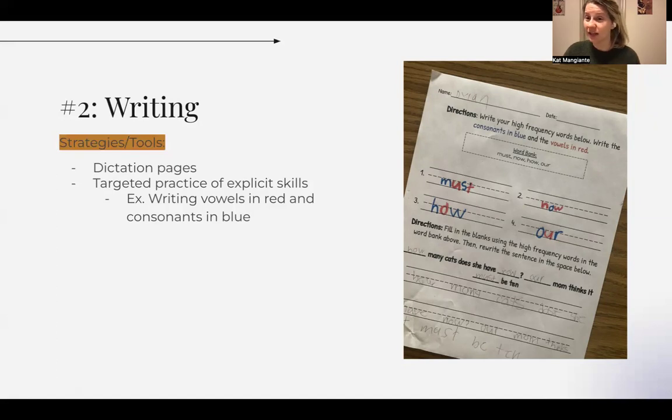The dictation pages looked a lot like this. This is actually more for high frequency words, but it has a similar structure where you have lines where students have an opportunity to practice. This high frequency word page is continued targeted practicing of explicit skills. For example, here they're writing their consonants in blue and their vowels in red, just really trying to hit home what they're doing. What I could see from this student was that he misunderstood the directions for at least the first two. I think I helped him on the last two, or at least on number 3. So what this told me when I went back and looked at it was this student needs a little more targeted instruction on consonants and vowels and might need a reminder of it.